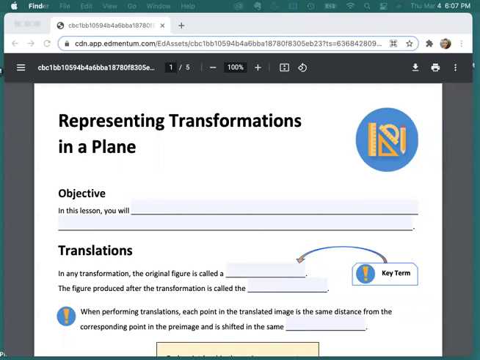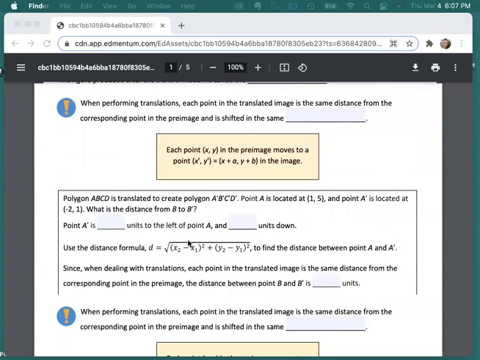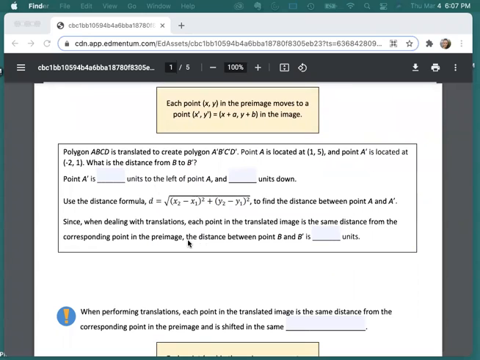This is Geometry A, Unit 1, representing transformations in a plane. These are the guided notes from the lesson. I'm going to review some of the things in it. So if we look at this yellow box here, it says each point x, y in the pre-image moves to point x1, y1, or x plus a, y plus b in the image.